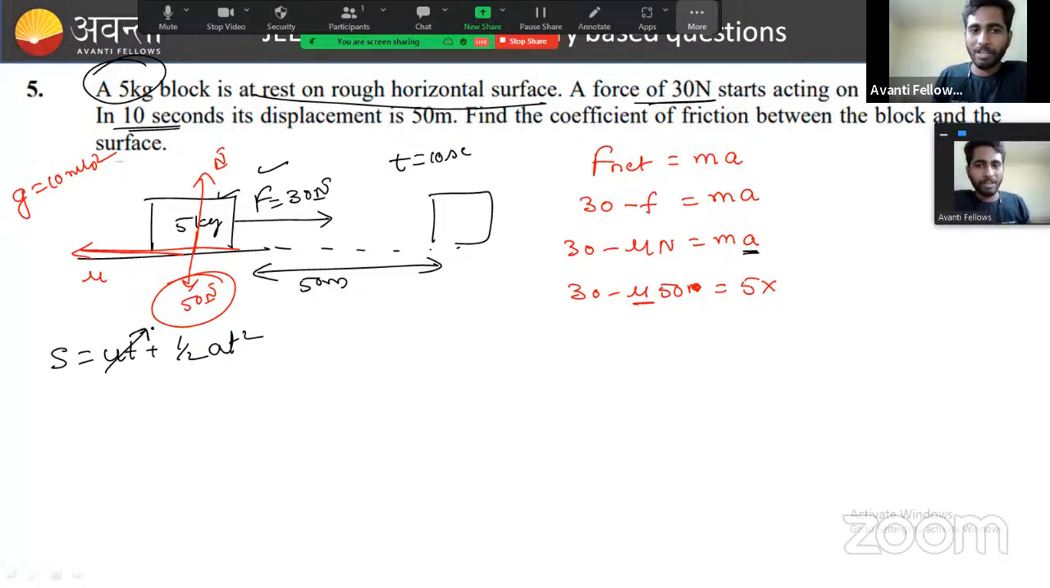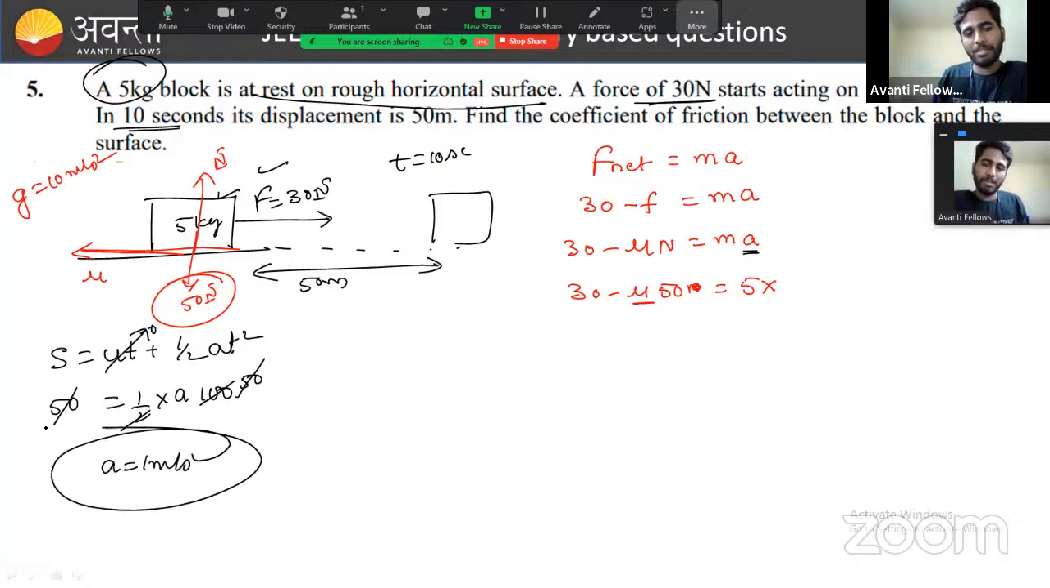Right. Initial velocity was 0. Before applying the force, displacement will be 50, and we need to calculate acceleration; time is given as 10 seconds. 10 squared means 100. If I look at it, 2 ones are 2, 50 and 50 cancel, hence acceleration will be equal to 1 meter per second square. Put that value here. Here it will become 1 meter per second square.